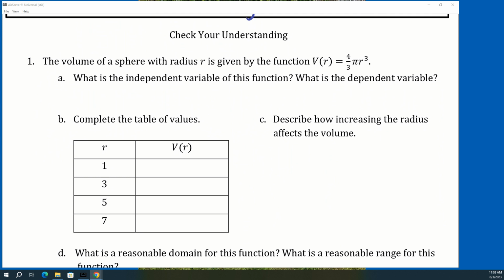Okay, so on number one, we have the volume of a sphere given by radius r, given by that V of r function. Hopefully you remember that from geometry. If not, you might see it again on the ACT. I'm not going to expect you to remember. If I want you to find the volume, I would give it to you, but you might want to store it away. So on this function, which is independent and which is dependent? Which is independent, the radius or the volume? The radius.